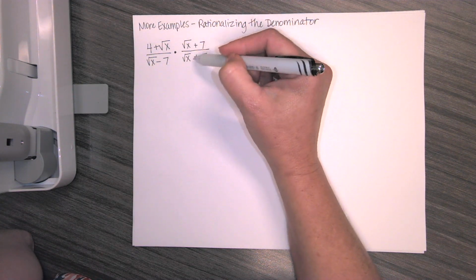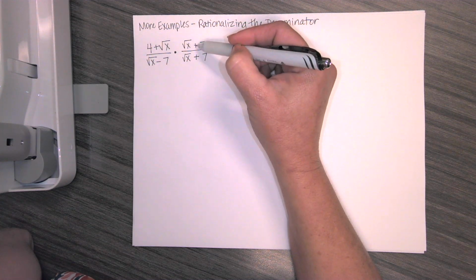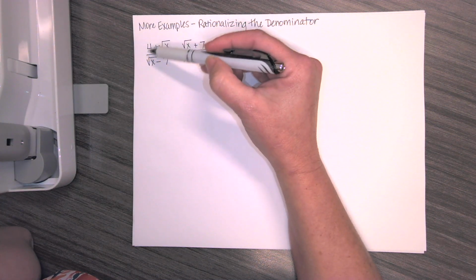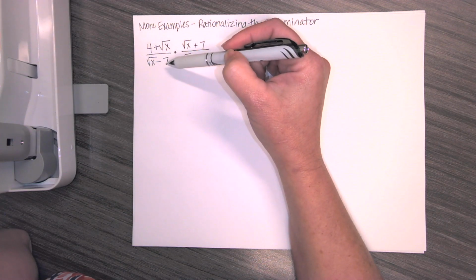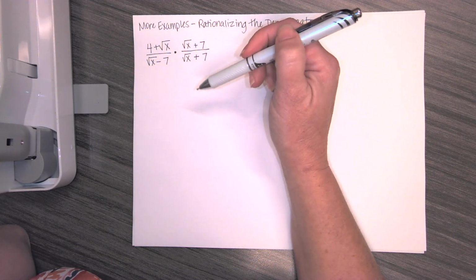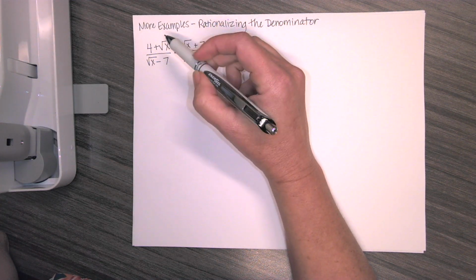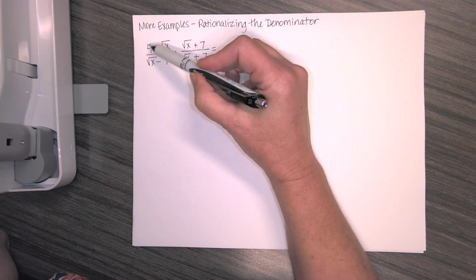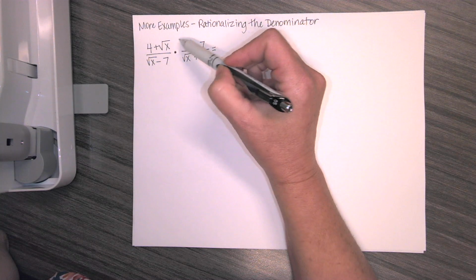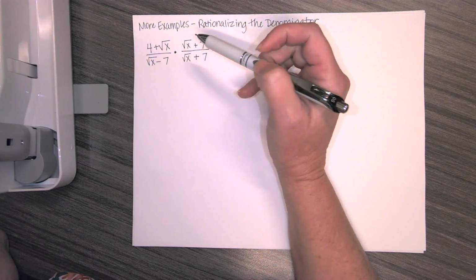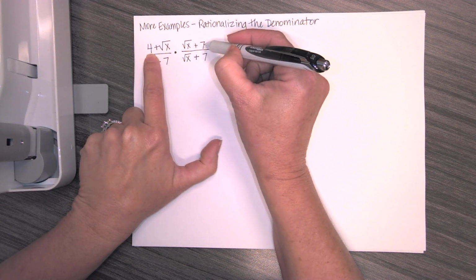I also want to remind you that the reason we're able to do this is because anything over itself is 1. So we're really multiplying this by a version of the number 1, which means we are not changing its value at all. We're just writing it in a different form. Now, since we've got binomials on the top, we're going to have to do the distributive property. Some of you might use the term FOIL to help you remember the steps when you're multiplying a binomial times a binomial. But first we'll distribute the 4 through this second binomial.